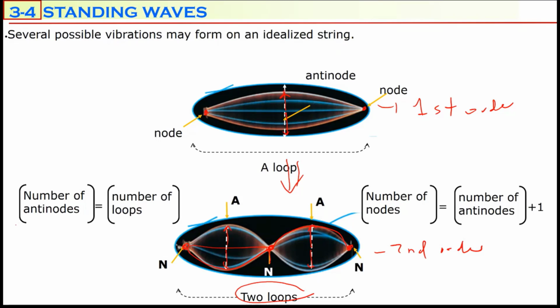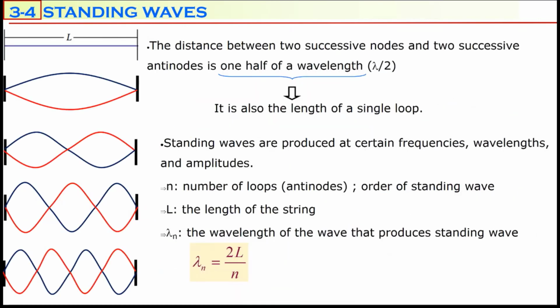And we said that the number of loops and the number of antinodes are equal. Two loops, two antinodes; one loop, one antinode. But the number of nodes is one greater than the number of antinodes. Here is 1, 2, 3 nodes for a string fixed at both ends. Okay, these were the possible standing waves which could happen on a string that is fixed at both ends.